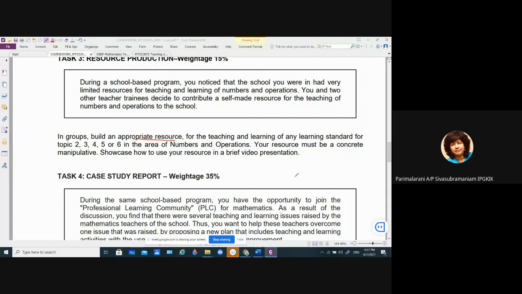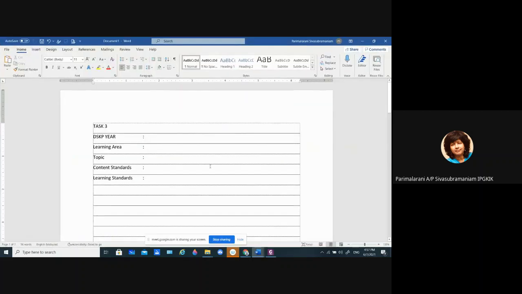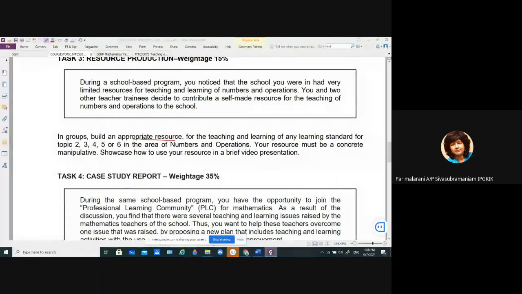Make sure you have your Borang Maklum Balas, and for task 3, you must also have this page maybe, yeah? You must tell us which DSKP year you're using. Is it year 1, year 2, or year 3? You must tell us which learning area, topic, the content standards, and the learning standards. Okay?